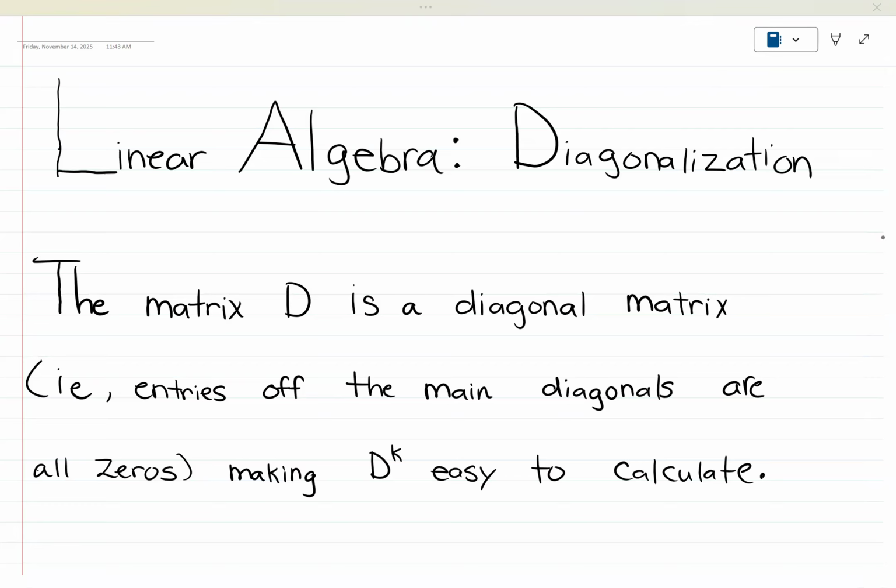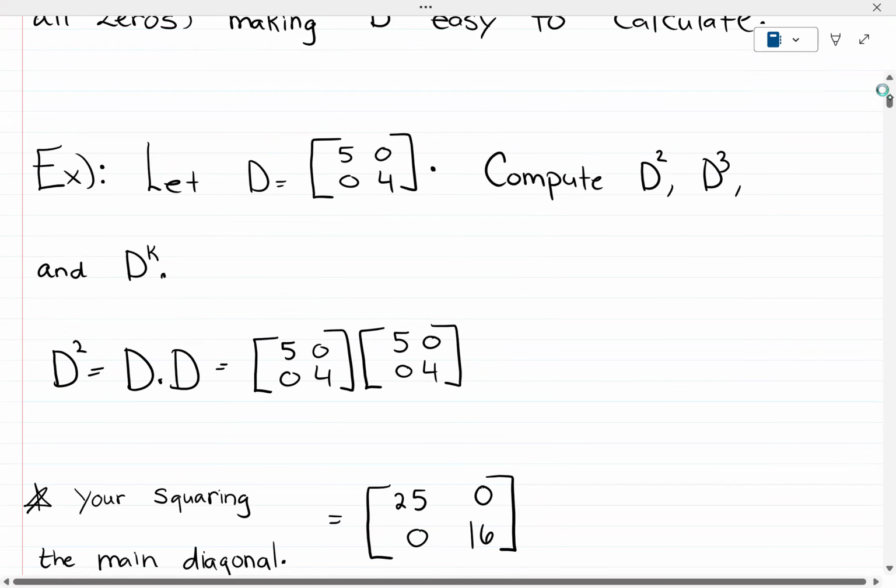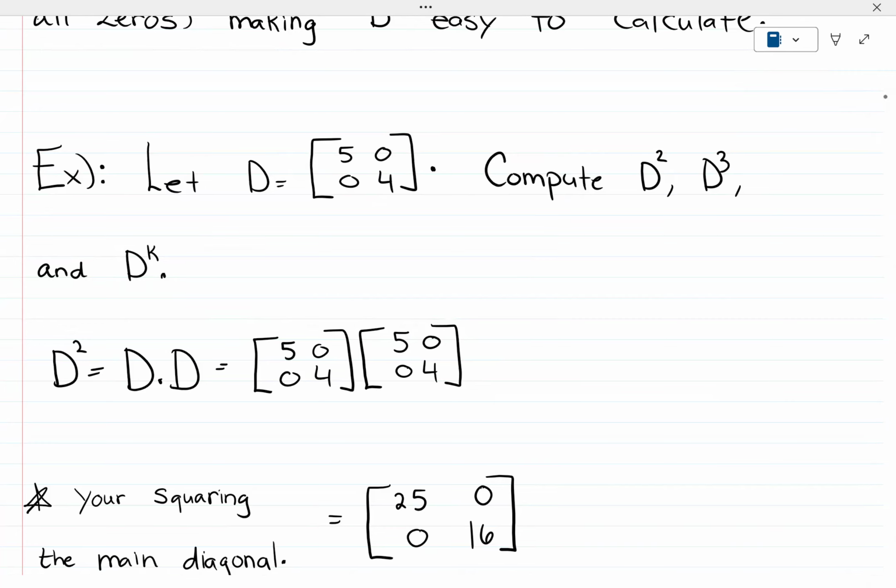So if you have a diagonal matrix, here I'll show you an example of what I mean. Let's say you had this matrix D, this 2 by 2 matrix: 5, 0, 0, 4. Notice how these are all zeros. That's a good thing. It's easy to find D squared or D cubed and D to the K. If they wanted you to find D squared, you could do it the long way and multiply these two matrices, but basically you're squaring the diagonal. So D squared is 25 and 16.